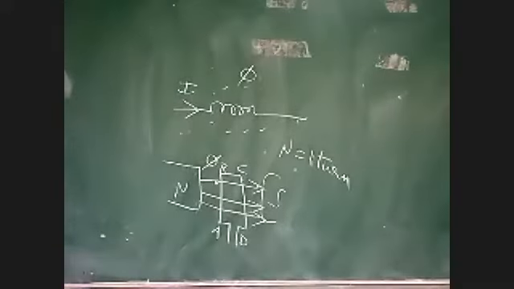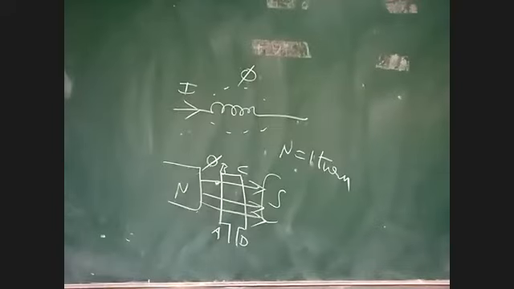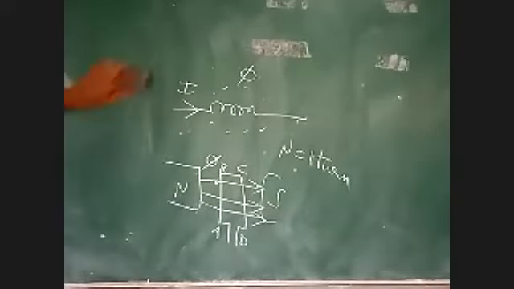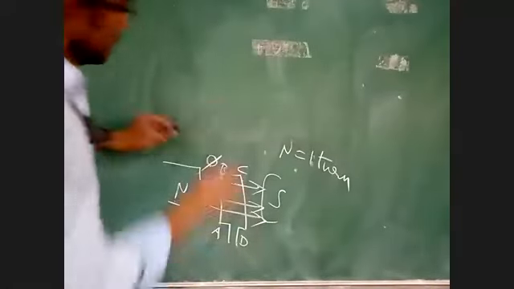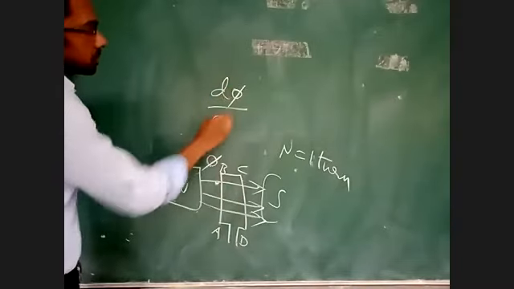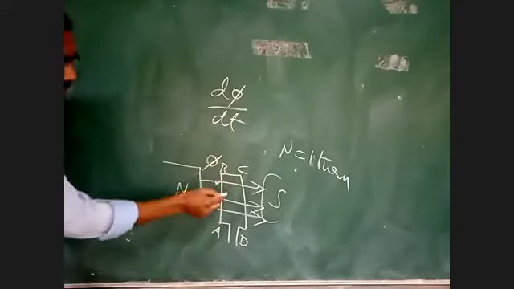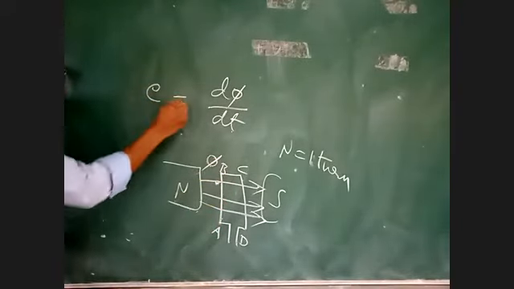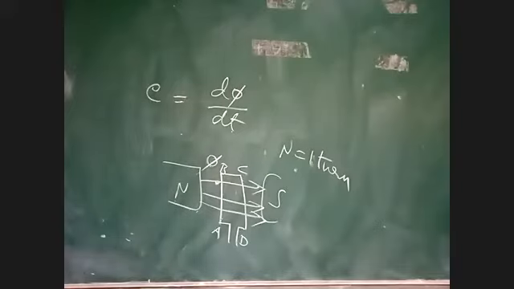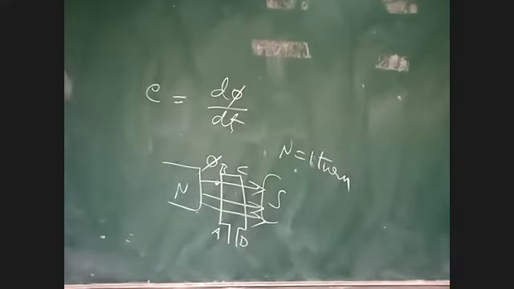Now when the coil is rotated, it will cut the flux or not? When the coil is rotated, there will be change in the flux with respect to time. When the coil is rotated, it is cutting the flux. This coil is cutting the flux and voltage is induced in the coil. This is Faraday's first law. Whenever the conductor cuts the magnetic flux, conductor means ABCD is the coil, EMF is induced in the coil. E is the EMF induced in the coil.